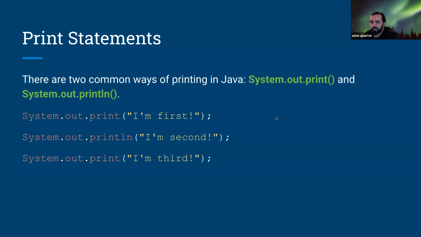So imagine you have hundreds of lines of code, or maybe thousands of lines, and you're running them and you don't know exactly what's wrong. When you have these print statements, they tell you where the problem is.